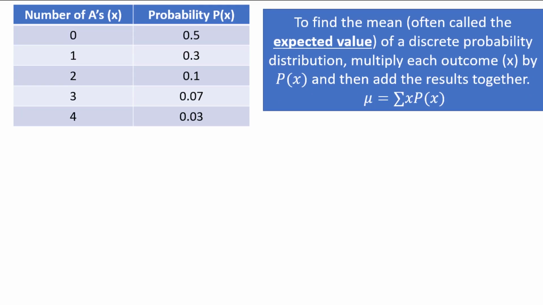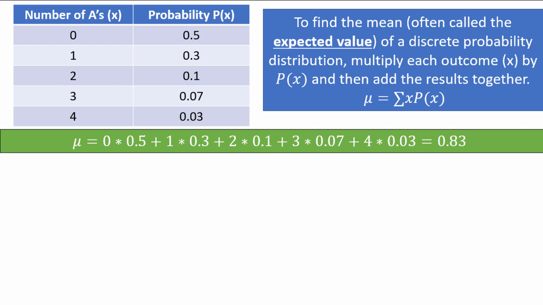To find the mean of a discrete probability distribution, oftentimes called the expected value, simply multiply each outcome by the corresponding probability and add the results together. In formula form, we write this as mu equals the sum of x times p of x. For our example, we have mu equals 0 times 0.5 plus 1 times 0.3 plus 2 times 0.1 plus 3 times 0.07 plus 4 times 0.03, which is equal to 0.83.